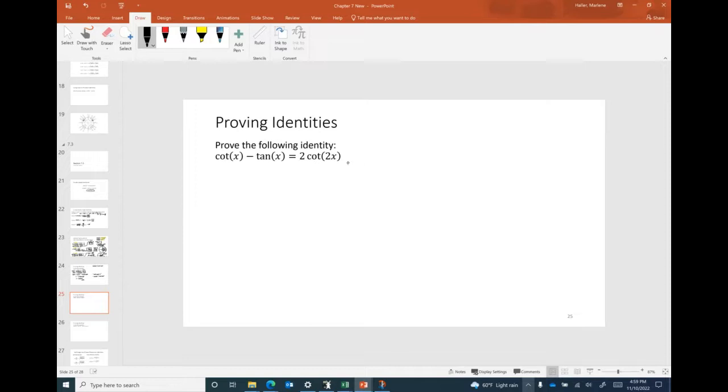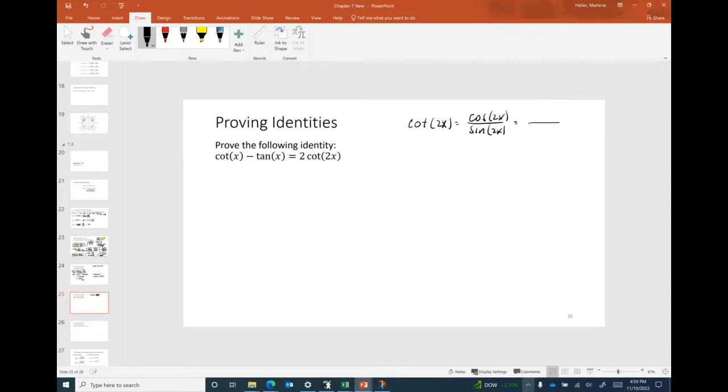Well, let's see. I have double angle identities for sine and cosine. So, I could make a note that the cotangent of 2x is equal to the cosine of 2x over the sine of 2x, isn't it? And the cosine of 2x, well, that has all kinds of identities that could be used.